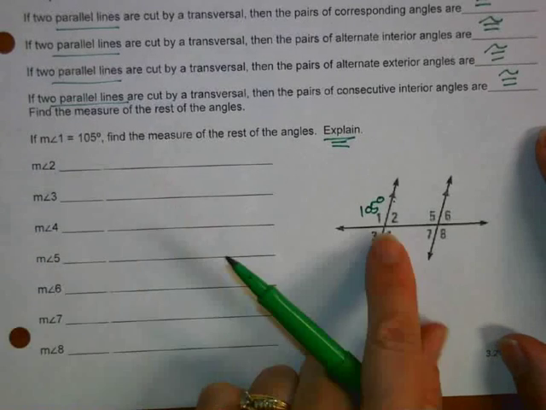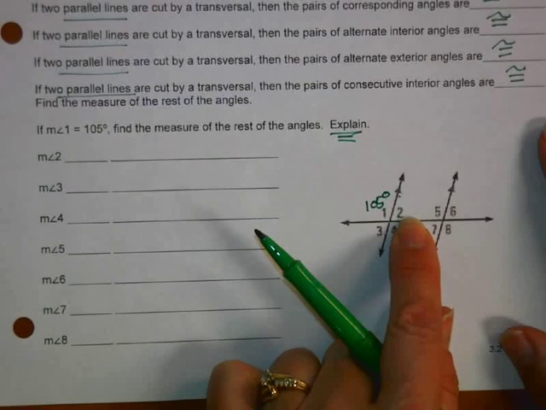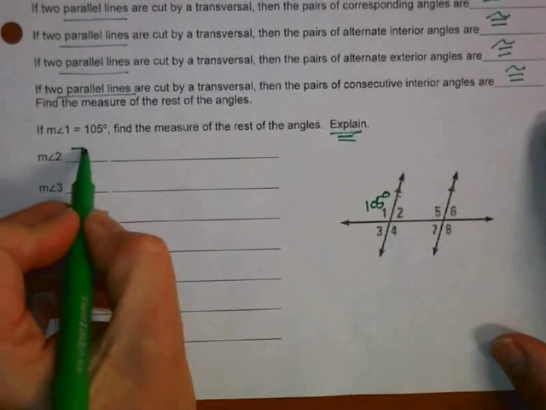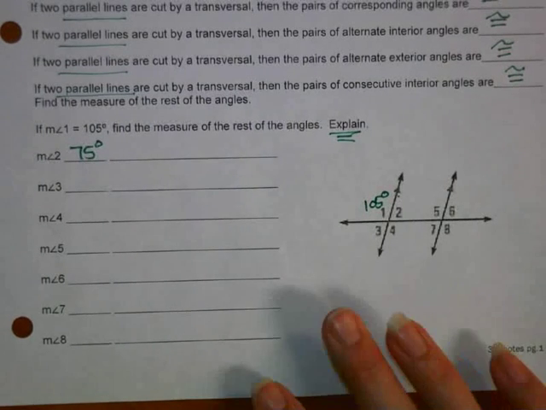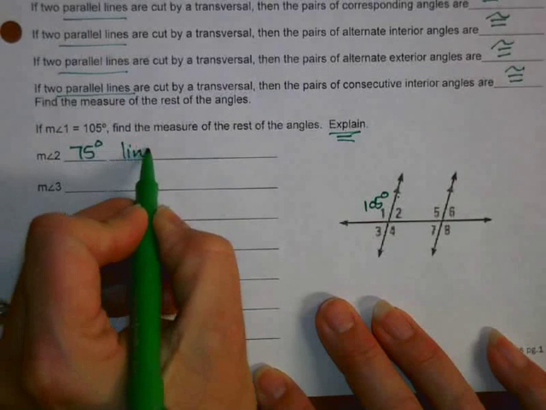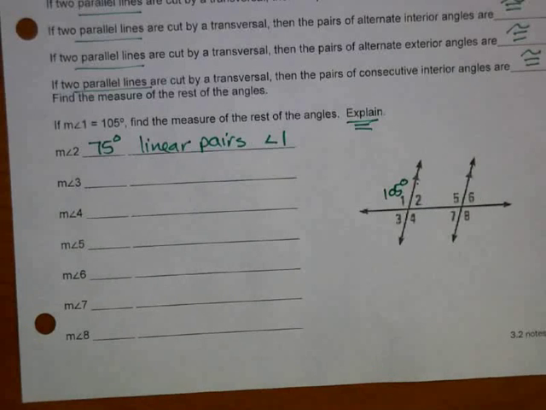All right. So if angle 1 is 105, what must angle 2 be? 75 degrees. And how do you know that? They're supplementary, or what's another word that we might call them if they share a ray? Linear pairs. I'm going to write: linear pairs with angle 1. So we've proven that angle 2 has to be 75 degrees because of that.